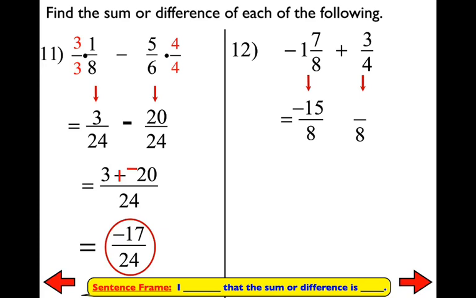We just need to change the 3/4 into 6/8. And then we have negative 15/8 plus 6/8, which is negative 15 plus 6 over 8. As far as the numerator goes, we have 9 more negatives than positives, and so that is negative 9/8.